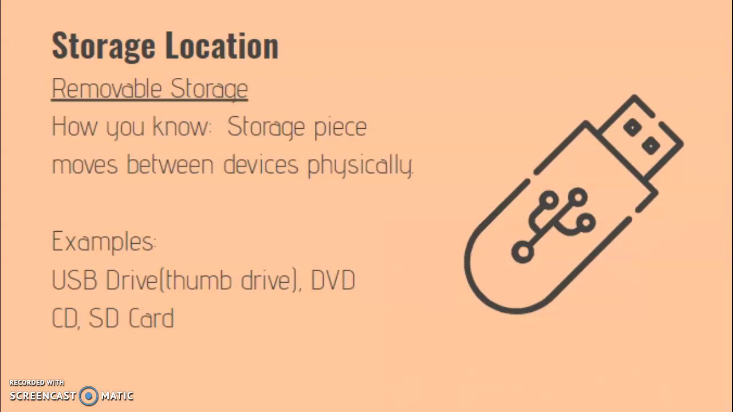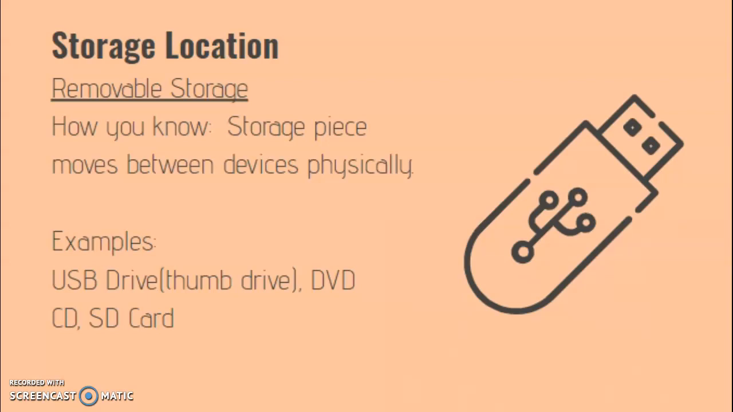How do you know the storage piece moves between devices physically? That's how you know what you have there. Examples: USB or thumb drive, a DVD. Some of you might not know what DVDs are yet, but that's how we used to get the movies. That DVD is removable storage. It can move from my DVD player to your DVD player, and you can watch the same movie. I can't watch the movie when it's in your player. You can't watch the movie when it's in mine.